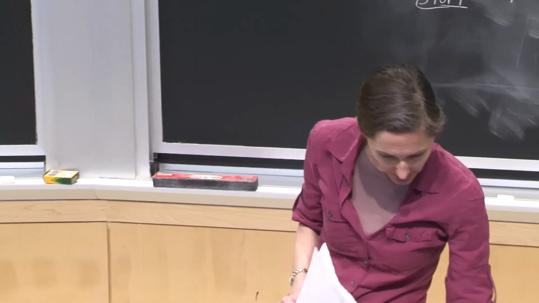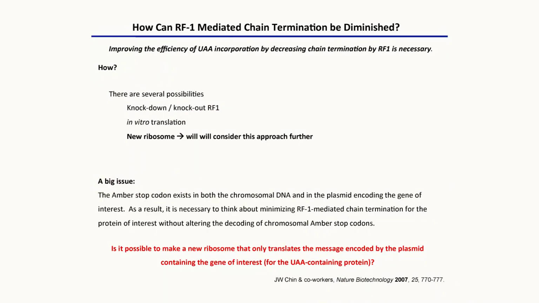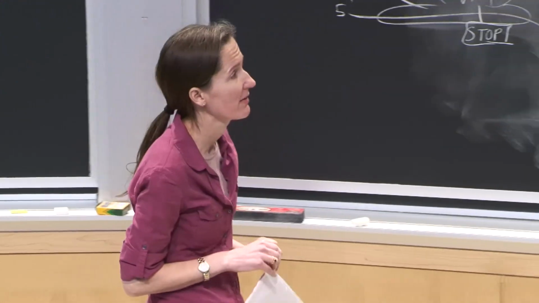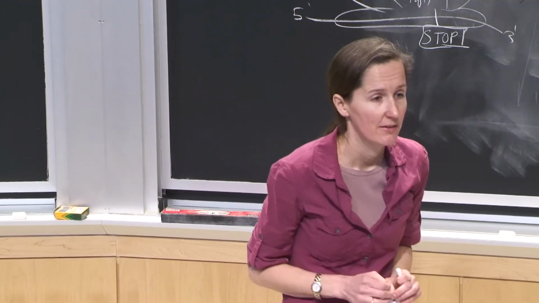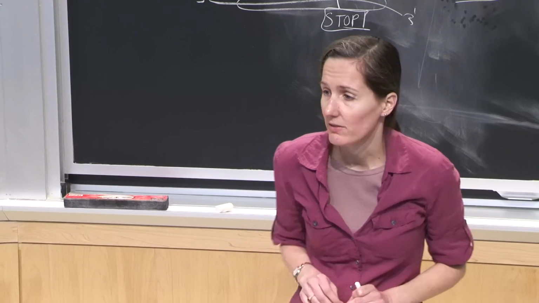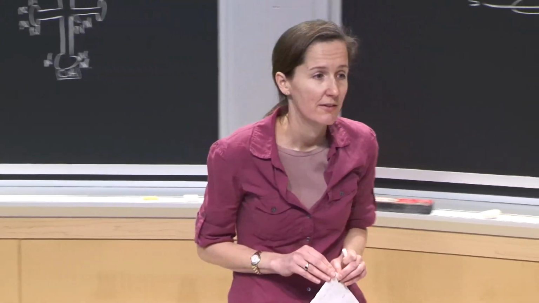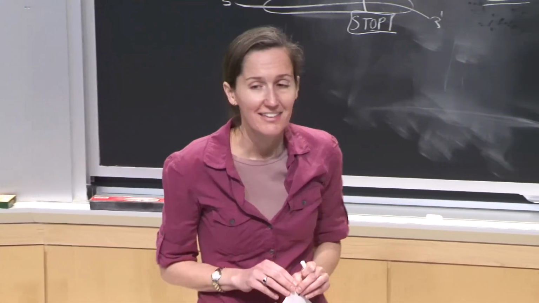Is that feasible? Because if we could do that and we could get a better yield for protein overexpression, and minimize truncated phenotypes, that would be great for an experiment in cells. You don't need to worry about what this truncated protein might do. So what are the possibilities? Can we knock down or knock out RF1? Well, you probably still want things to end, right?